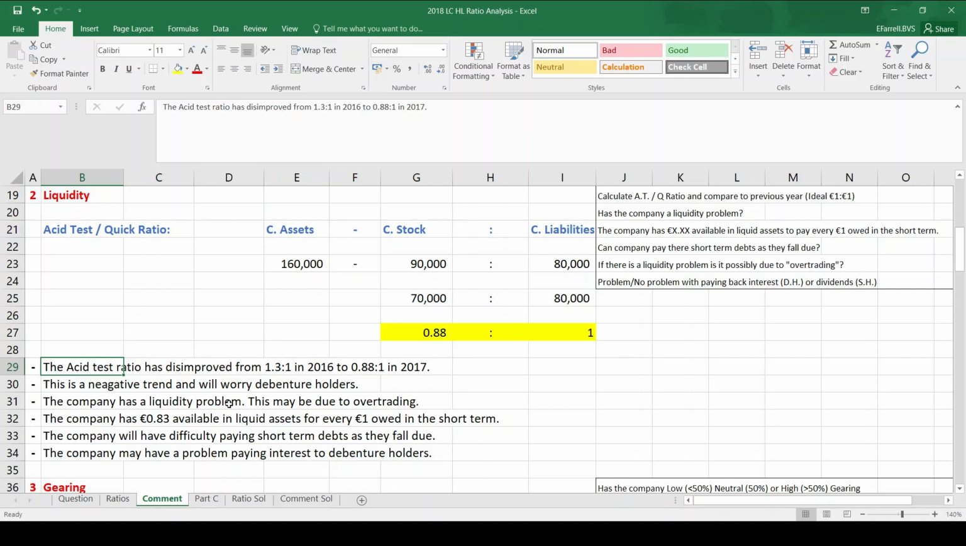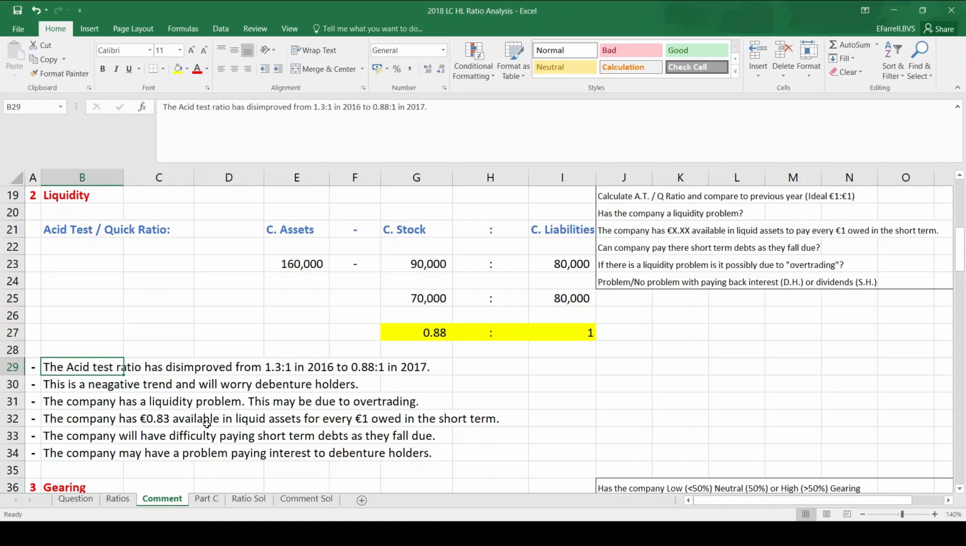This is a negative trend and will worry the venture holders. If it's under 1 is to 1, it's always very worrying. The company has a liquidity problem. Again, if it was over 1 is to 1, you would say there's a positive trend and it wouldn't worry the venture holders. And if it was over 1 is to 1, you would say the company does not have a liquidity problem. This company has a liquidity problem because it's less than 1 is to 1. And you can say that this may be due to overtrading. We're not sure if it is or not, but it's a good point to put in. I suppose that just really means that they're making lots of sales, but they're not getting in all the money in time.